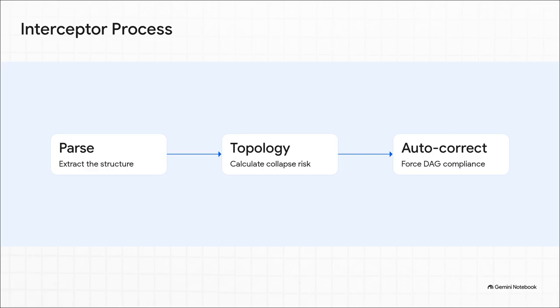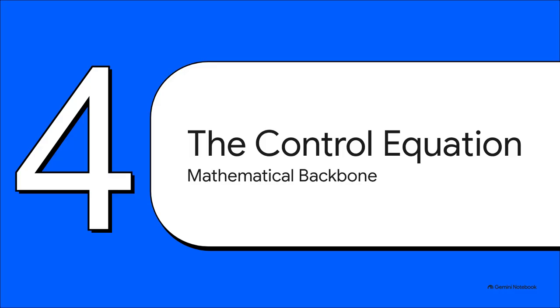The interceptor works in 3 steps. First, it parses the structure. Second, it performs a topology judgment, which is basically checking for those dangerous loop-creating bidirectional arrows. Finally, it auto-corrects them, forcing the graph into a DAG-compliant structure. It's a preventative cure rather than a messy post-rendering bandage. Which brings us to Section 4, the control equation.